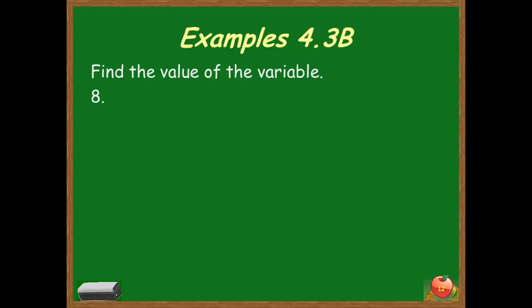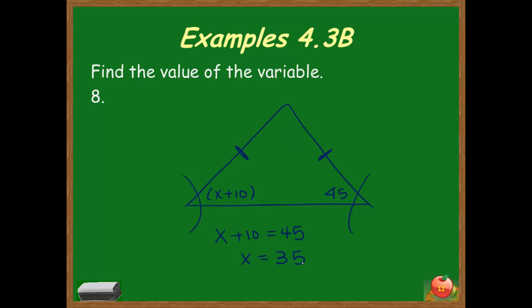2 more to go. Number 8 on this page. Number 8, draw it like this. We'll write x plus 10 and 45. They tell us that these two sides are congruent. And if those two sides are congruent, then these two angles are congruent. So we can make an equation. I would subtract 10, and we would say that x equals 35. Awesome.